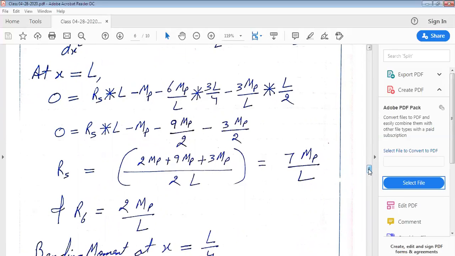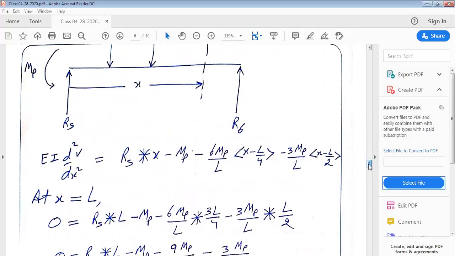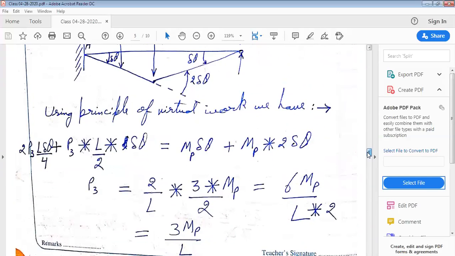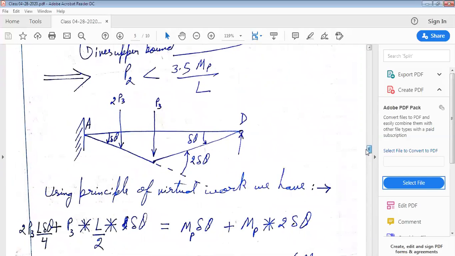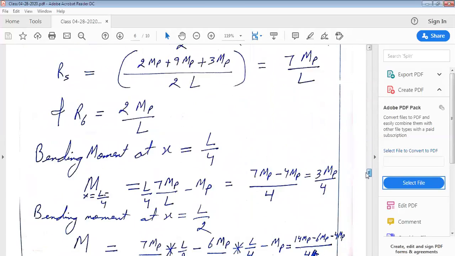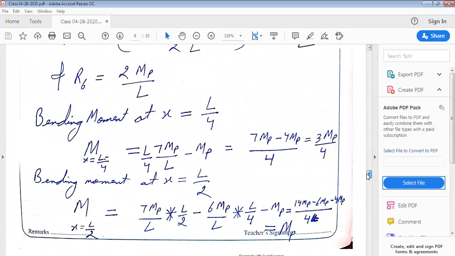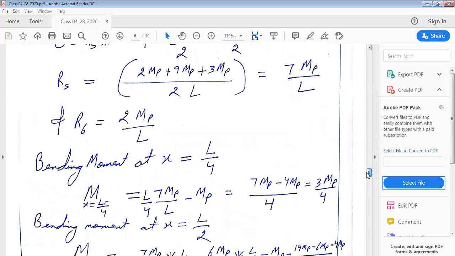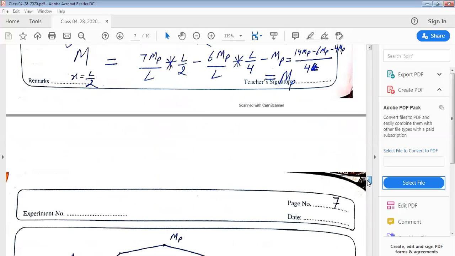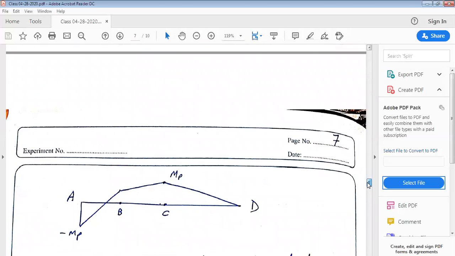Now using these reactions, R5 equal to 7 MP by L and R6 equal to 2 MP by L, and using P3 equal to 3 MP by L, let us draw the bending moment diagram corresponding to this collapse mechanism which we have proposed. If we draw the bending moment diagram now for the third collapse mechanism which we have suggested, we get bending moment at x equal to L by 4 as 3 MP by 4, and bending moment at x equal to L by 2 equal to MP. And the bending moment diagram is here in front of us on the screen.